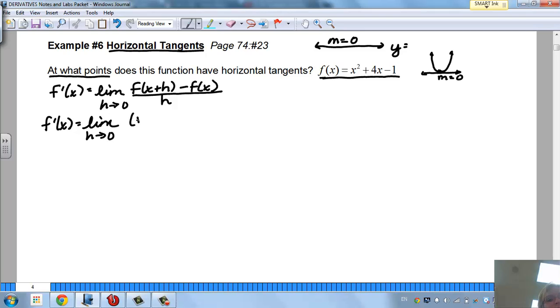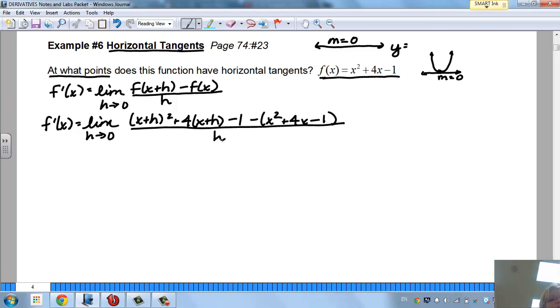So it's going to be x plus h squared plus 4 times x plus h minus 1. Then I'm going to subtract f of x, which is that whole thing. Remember, use your parentheses so that you watch your signs, all over h. Now basically it's a matter of algebra to get this down where we can put it equal to 0, because that's what we have to do to find out what x's have a slope of 0.